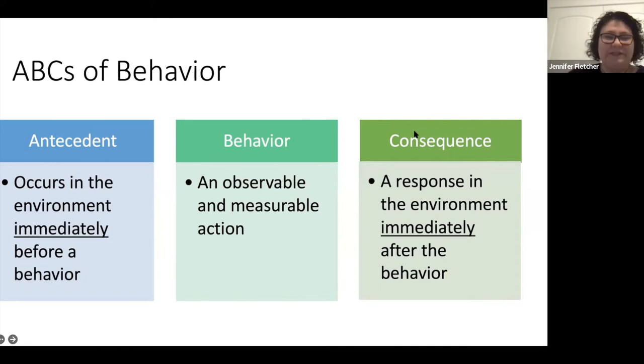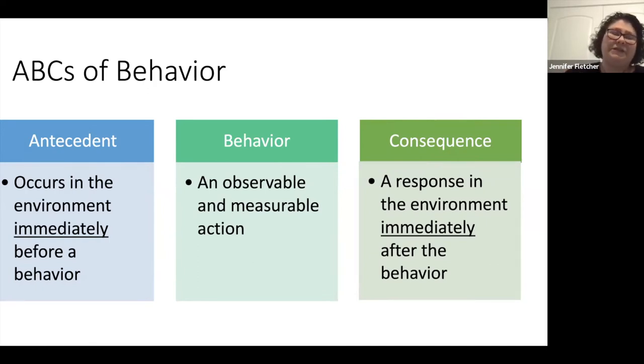And then the C of ABCs is the consequence. With consequence, just like the antecedent, it's what happened immediately after that behavior has happened. So when you're thinking of the consequence, what is that child getting for the behavior? Sometimes the behavior may continue. Maybe they're going to cry and cry and cry for a while.